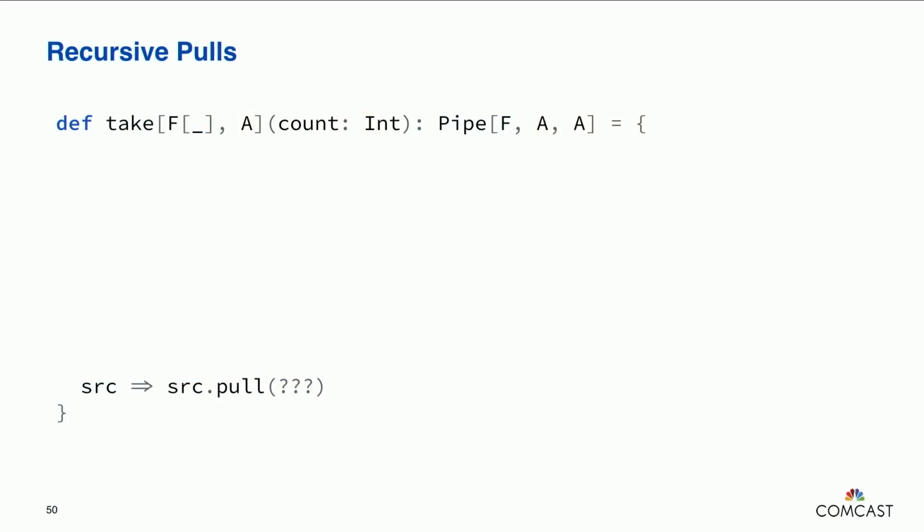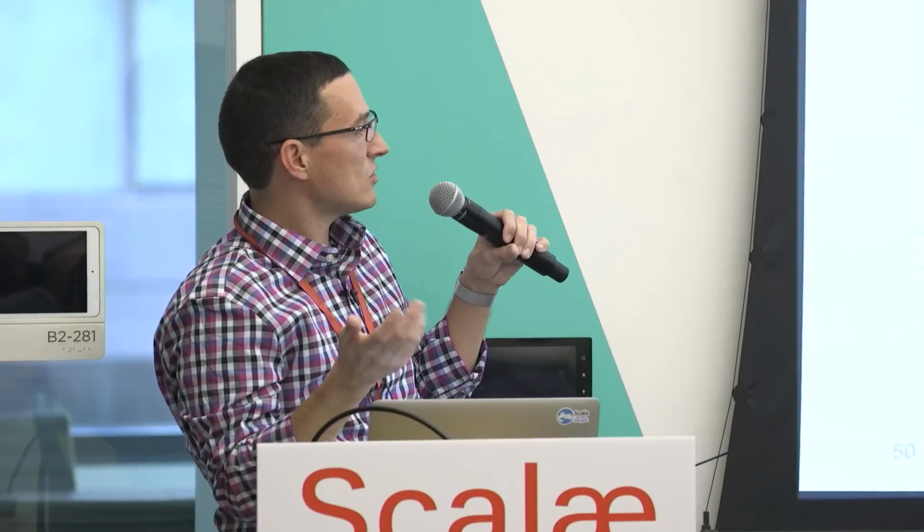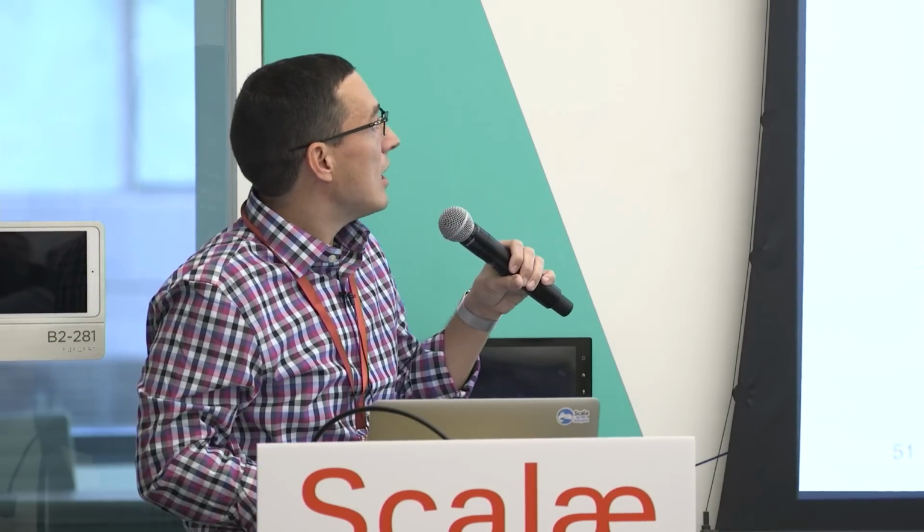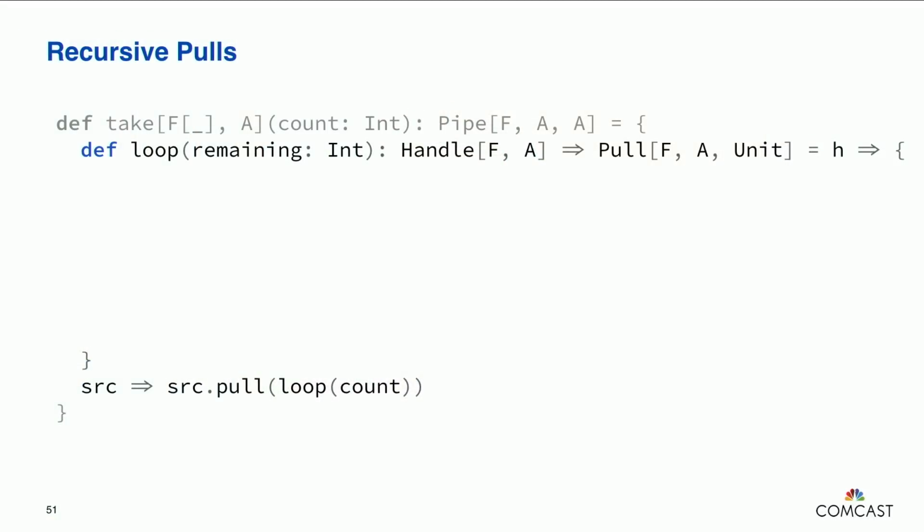And at the very bottom of the body of our method, we're going to just materialize some source, because remember, a pipe's just a function 1. So we're going to materialize this source stream, and we're going to pull something from it. And we're going to replace these question marks with some function from handle to pull. And so we'll define this loop as a recursive function. So loop will have state, like the number of elements remaining. And what it's going to return is this function from handle to pull, okay?